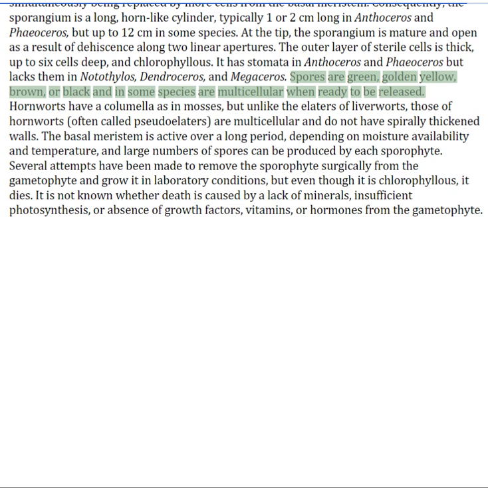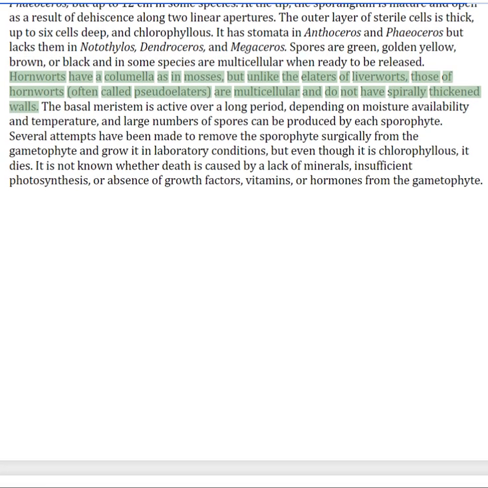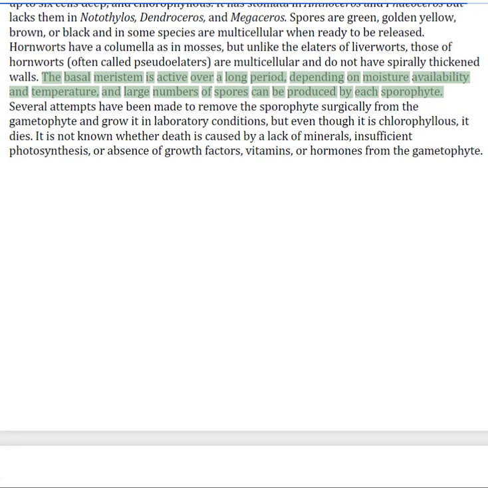Spores are green, golden yellow, brown, or black, and in some species are multicellular when ready to be released. Hornworts have a columella as in mosses, but unlike the elaters of liverworts, those of hornworts are multicellular and do not have spirally thickened walls. The basal meristem is active over a long period, depending on moisture availability and temperature, and large numbers of spores can be produced by each sporophyte.